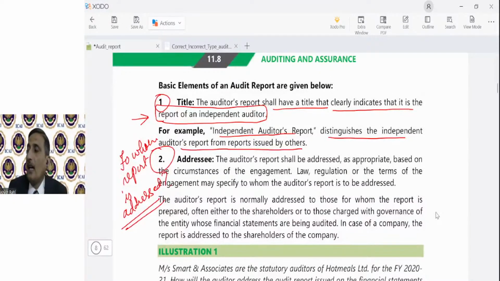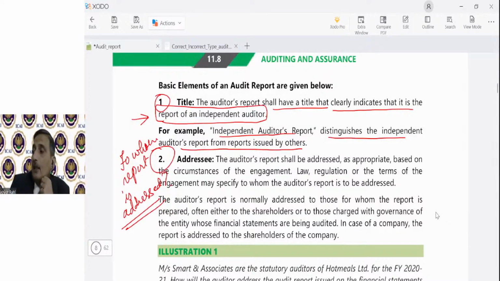To whom the report is addressed. जब ऑडिटर ऑडिट रिपोर्ट देता है तो वो किसी को तो देगा, किसको देगा? Obviously, he would give the audit report for whom it is prepared, who have appointed him, who is his appointing authority. Like in case of a company, auditor is appointed by whom?